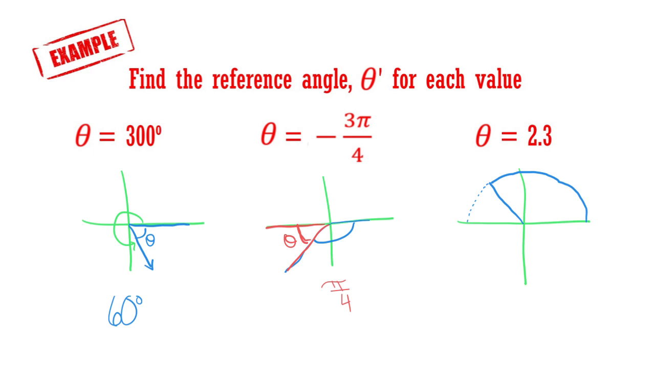It's pi radians all the way to the end. So to find this reference angle, the angle between the terminal side and the x-axis, all I would do is take the full semicircle, which is pi, and subtract the blue part that I went all the way around. So if I take the pi, subtract out the 2.3, what I'm going to have left is the angle I want. So I'm going to do pi minus 2.3.